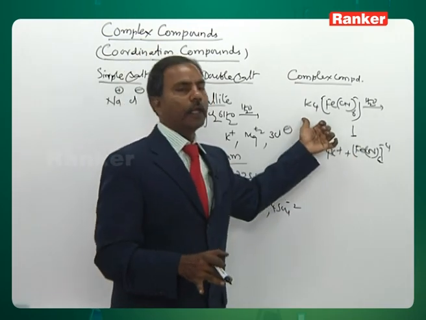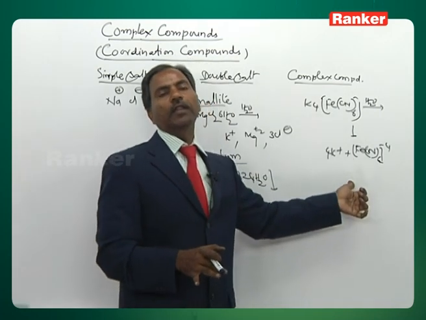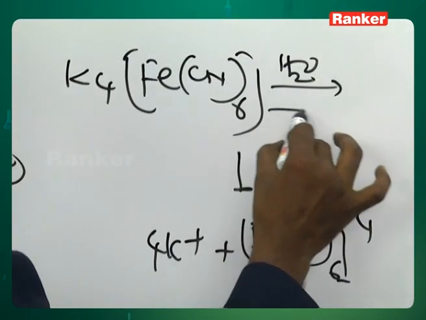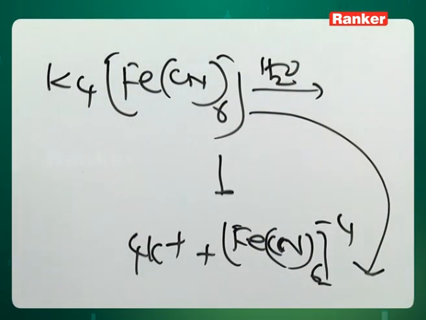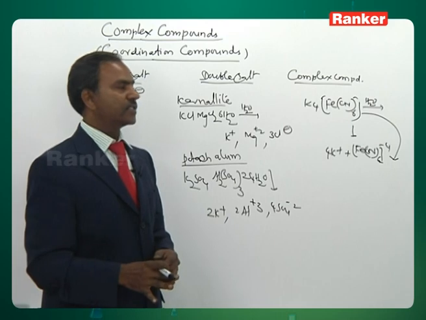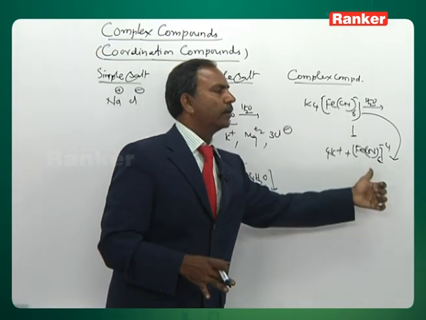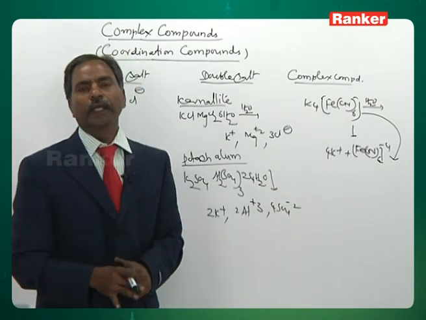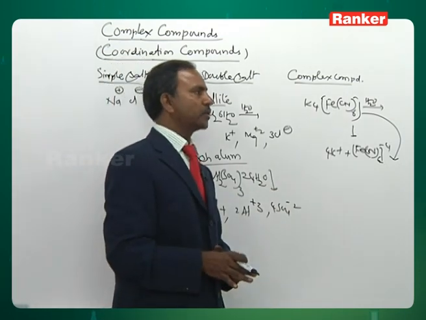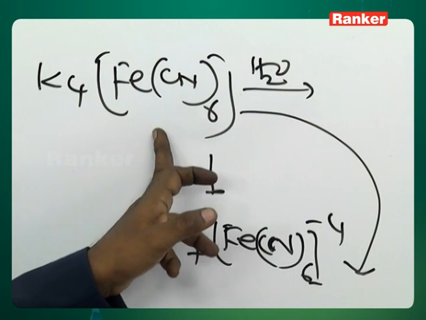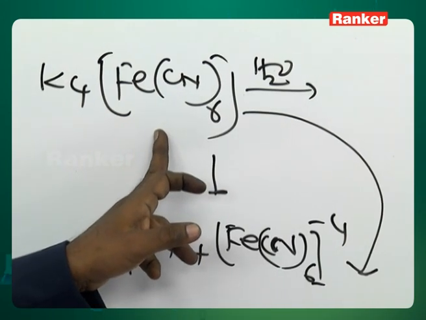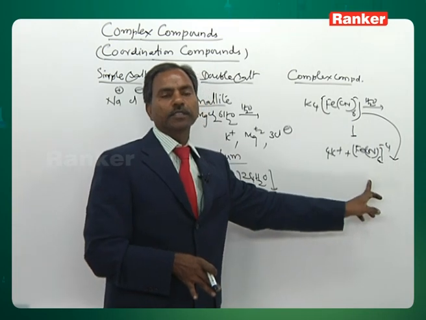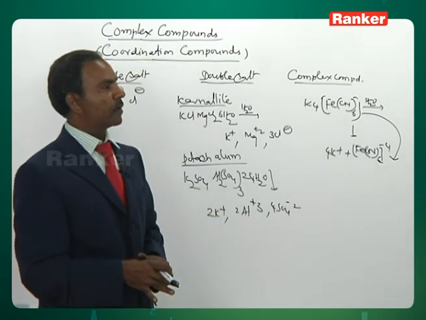Therefore, it undergoes partial ionization, and the complex ion is not ionizing. The complex ion exhibits its independent properties as such. It shows the specific properties of the complex ion, but does not exhibit any property of Fe2+ or CN- ion. So the compound or salt that undergoes partial ionization, where the complex ion does not ionize, is known as a complex compound.